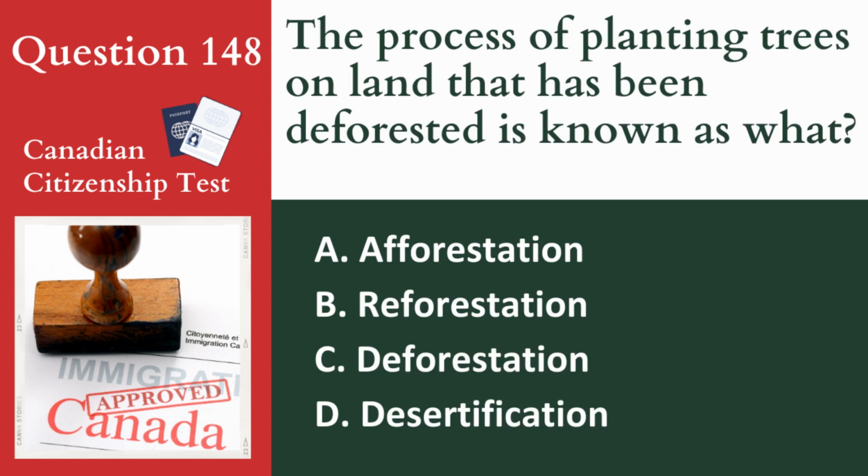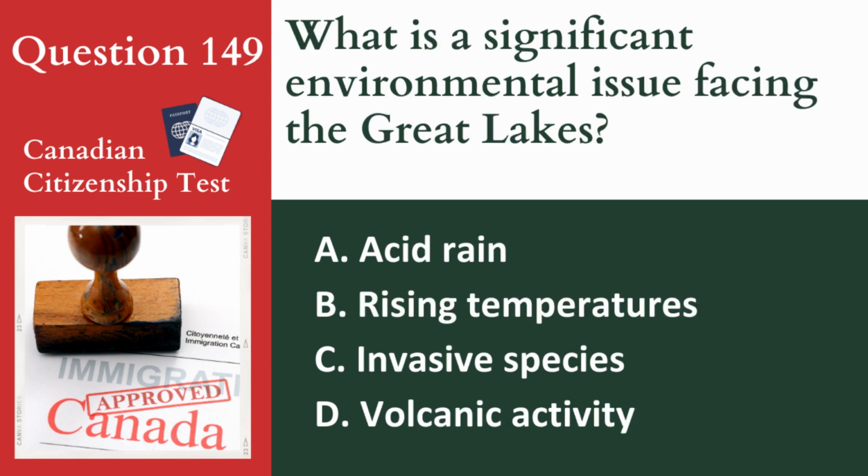Question 148. The process of planting trees on land that has been deforested is known as what? A. Afforestation. B. Reforestation. C. Deforestation. D. Desertification. Answer B. Reforestation. Reforestation is the process of planting trees on land that has been deforested, often for the purpose of restoring an ecosystem.